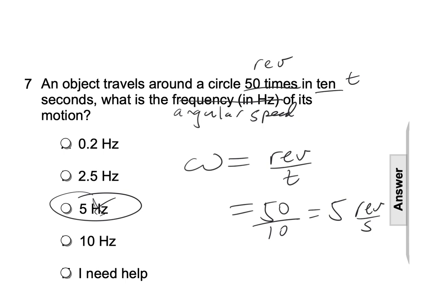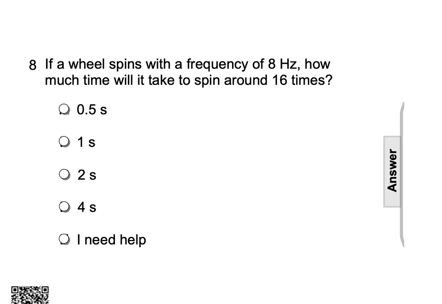So again, wait for simple harmonic motion, vibrational motion for that. If a wheel spins with a frequency of 8 hertz, okay, when I say frequency, I mean angular speed. So revs per second instead of hertz. How much time will it take to spin 16 times, so 16 revs? So I'm looking for little t.